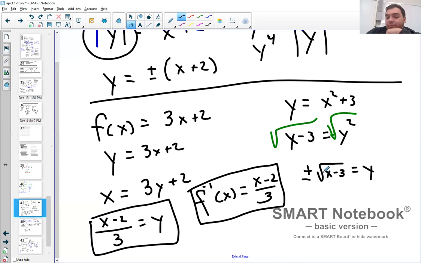The same issue as before. When I invert it, I have this plus or minus, which breaks the rule that every one input gives me one output. So because of that, this is not a one-to-one function, and this would have no inverse. So if you have a situation like that, you just write no inverse.